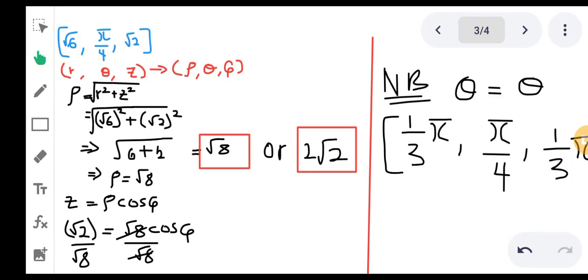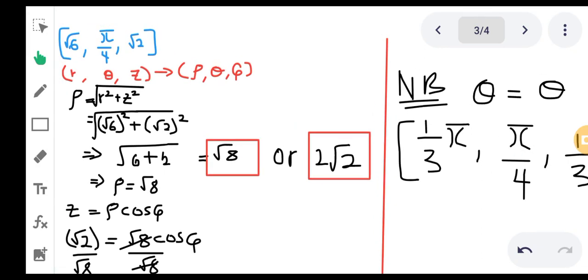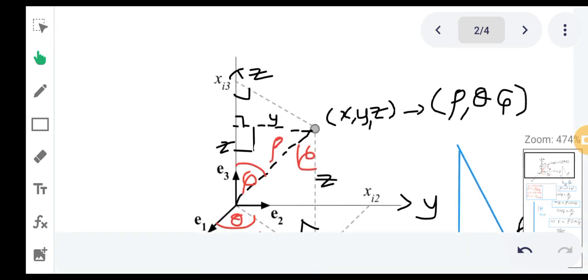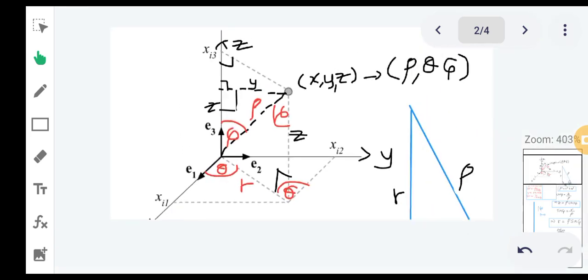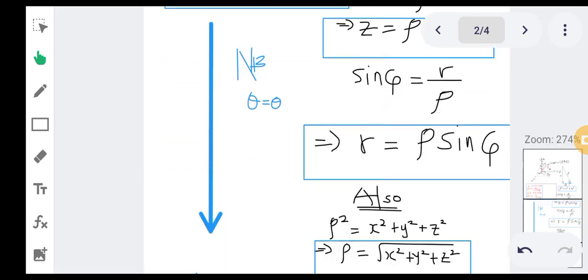Today we are solving some questions on how to convert from a cylindrical coordinate system to a spherical coordinate system. We have learned from our previous lessons how we prove the formulas. We have done everything, so if you've not watched the video, kindly go and watch it. We have proved all the formulas we need.